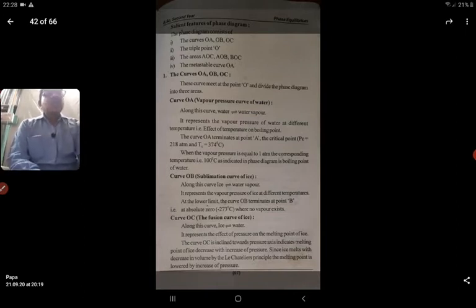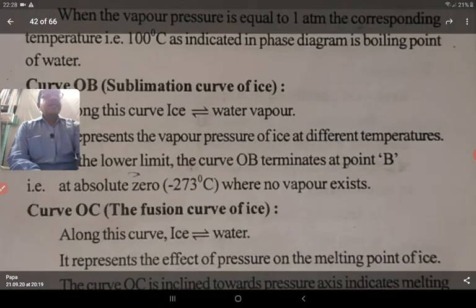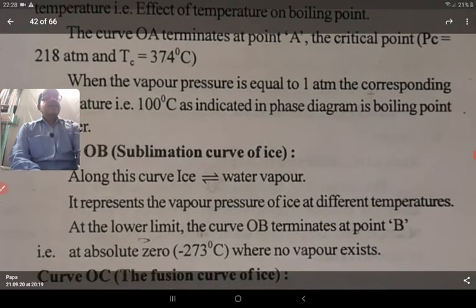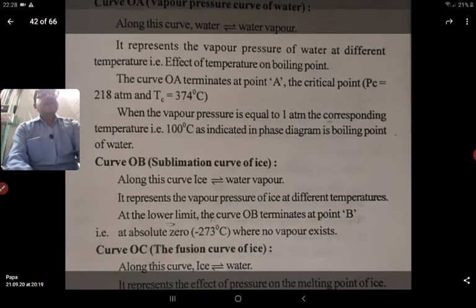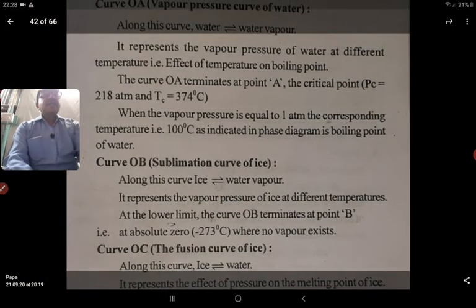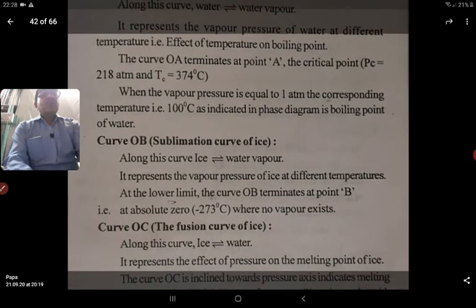The curve OA terminates at point A, the critical point, with PC equal to 218 atmosphere and TC, the critical temperature, equal to 374 degree centigrade. When the vapor pressure is equal to 1 atmosphere, the corresponding temperature, that is 100 degree centigrade as indicated in the phase diagram, is the boiling point of water.